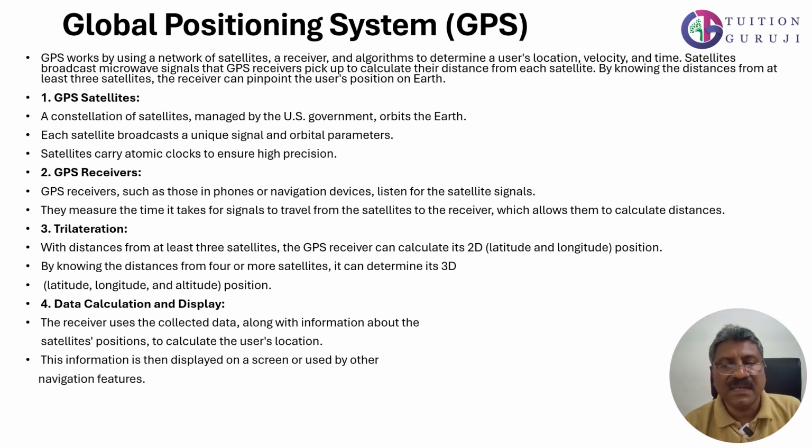distances. Trilateration: with the distance from at least 3 satellites, the GPS receiver can calculate its 2D latitude and longitude positions. By knowing the distance from 4 or more satellites, it can determine its 3D position, meaning latitude, longitude, and altitude. The receiver uses the collected data along with the information about the satellites' positions to calculate the user's location. This information is then displayed on the screen or used by other navigation features.